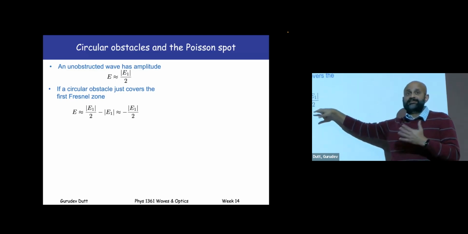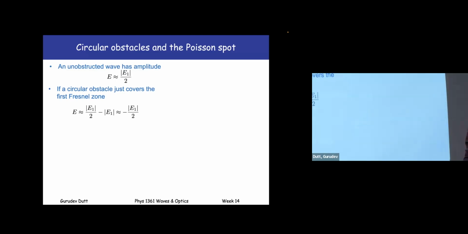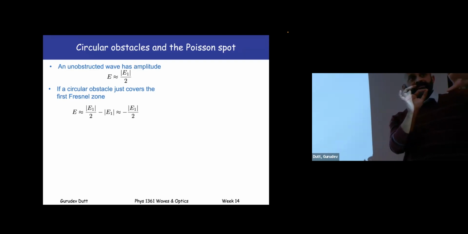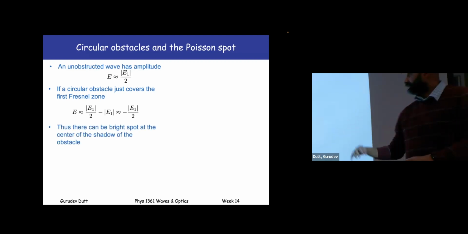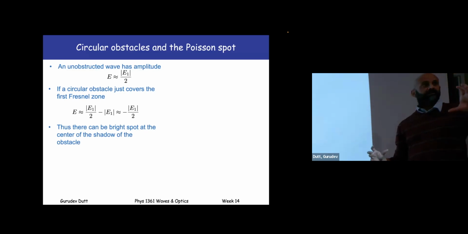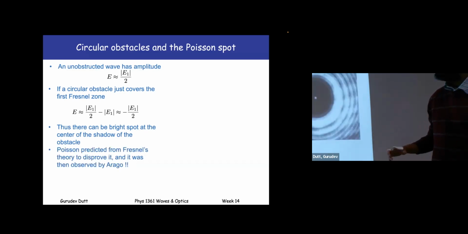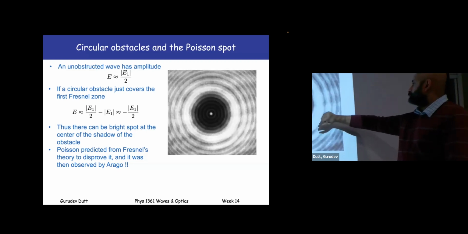So the intensity at the central point of an obstacle, in the shadow region of the obstacle, can be as bright as the unobstructed wavefront itself. So what we are predicting from this theory is that there can be a bright spot at the center of the shadow of an obstacle. And so let's just show you the proof.